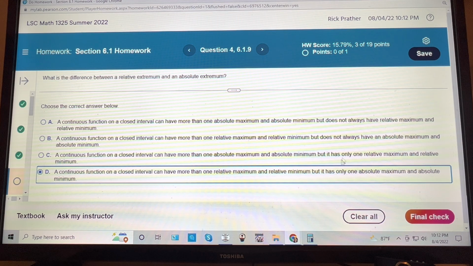And then if the two endpoints were like the problem we just did, if the two endpoints happen to be the highest and the lowest spot, then that's the only absolute max and absolute min in the whole graph.